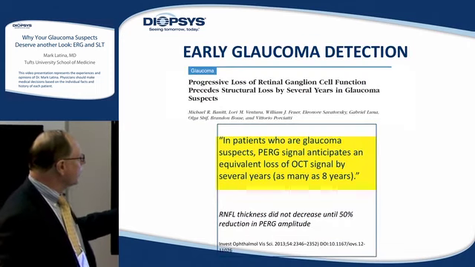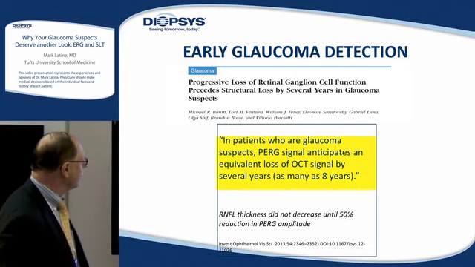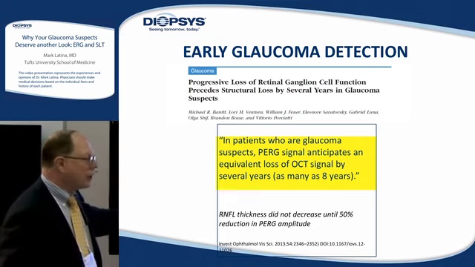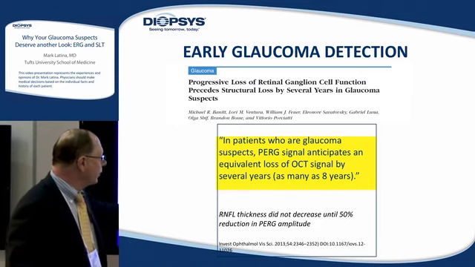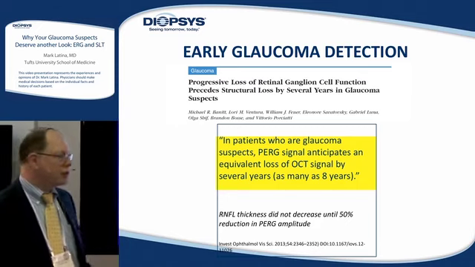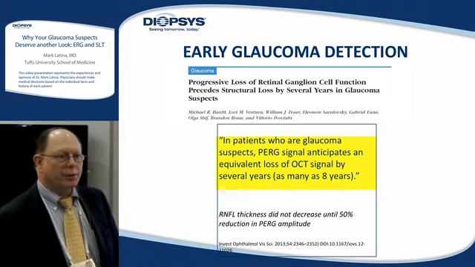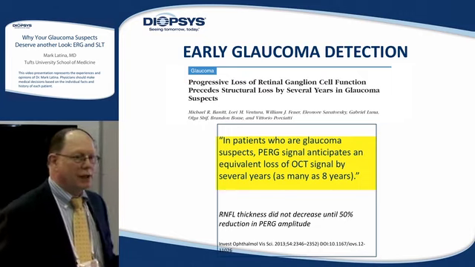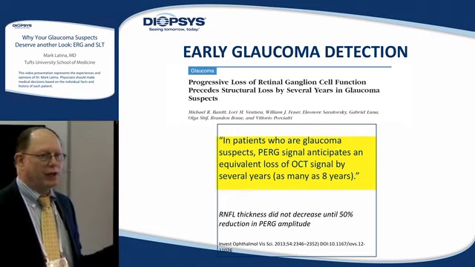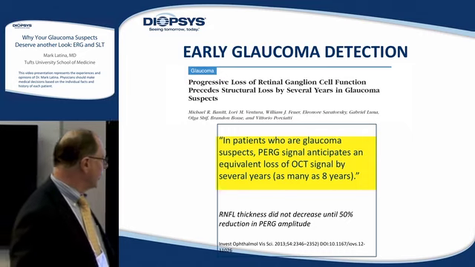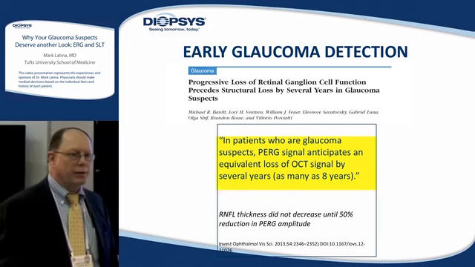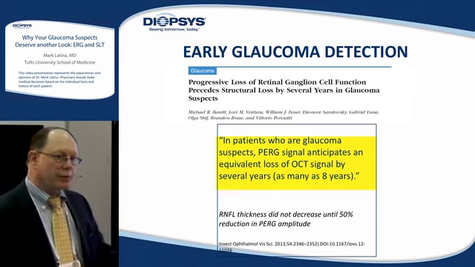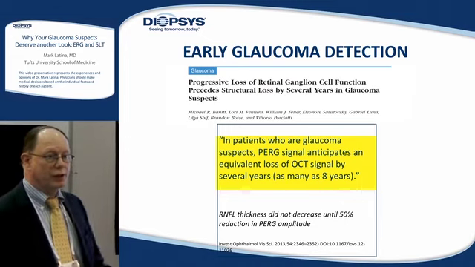This study likewise looked at early glaucoma detection from Baskin-Palmer, looking at patients who were glaucoma subjects, and PERG in this case, they found anticipated equivalent loss of OCT signal by several years, actually as many as 8 years. What they noticed was that to get a 10% change in the OCT required up to 4 or 5 years, up to 8 years. To get an equivalent change in the PERG took about 2 years. So really, PERG was able to detect changes in these patients as early as 2 years, actually, before there were changes in the OCT.